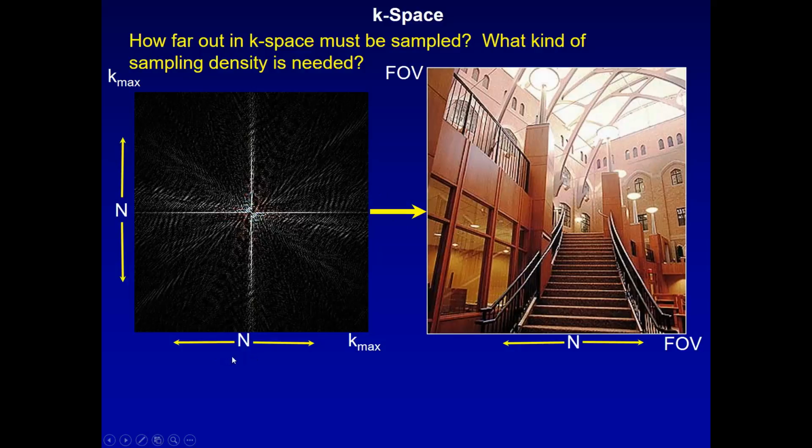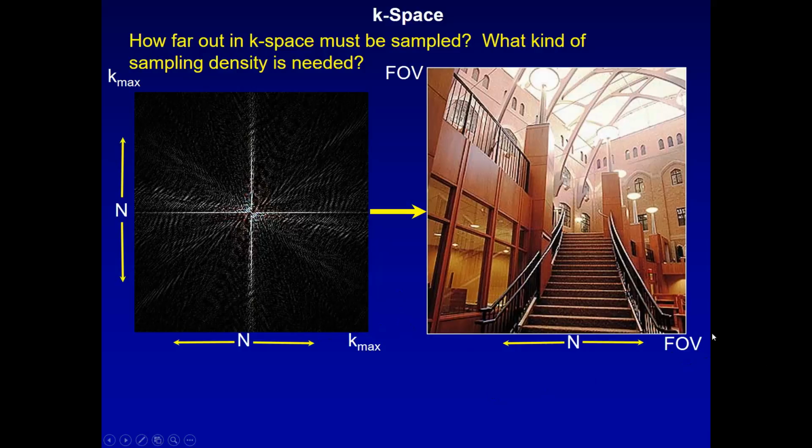We have the parameters n, that's the number of samples in one dimension of the K-space, and here's an n in the other dimension. They don't have to be the same. In this picture they are. The n translates directly. If you have n samples in your acquisition, you will have n samples along that axis of your image. So 128 samples here would be 128 samples here.